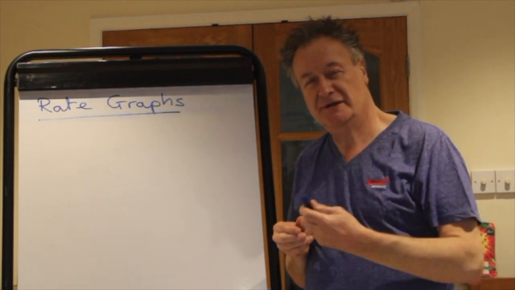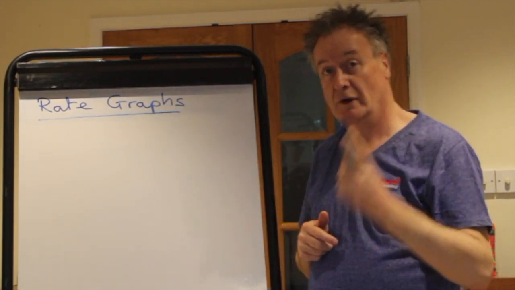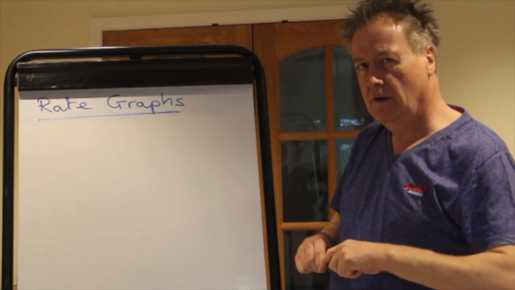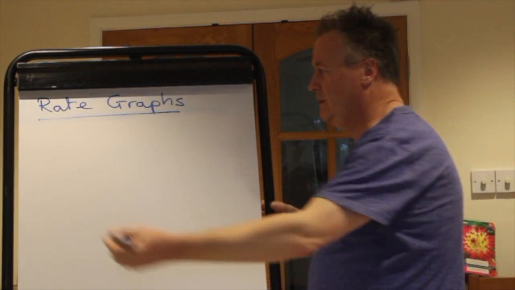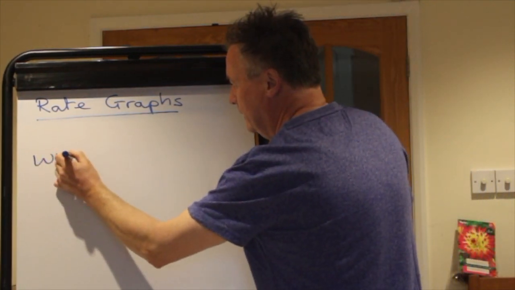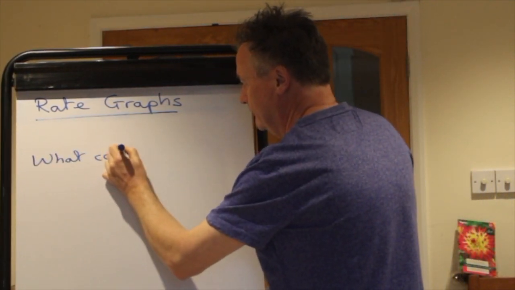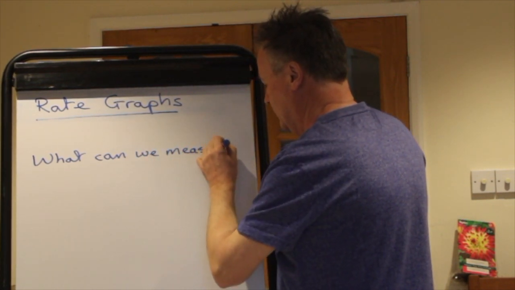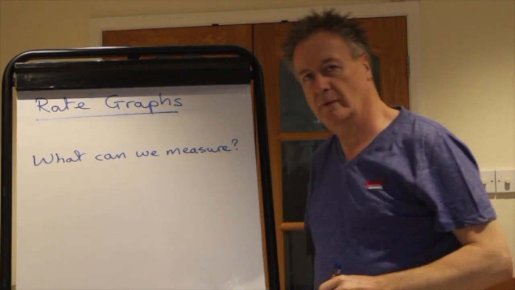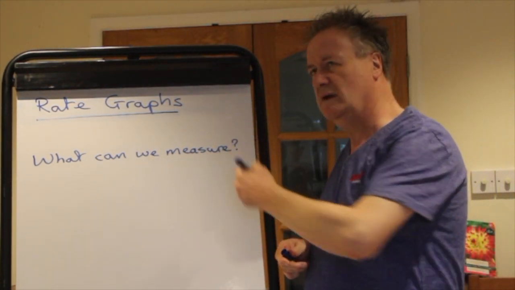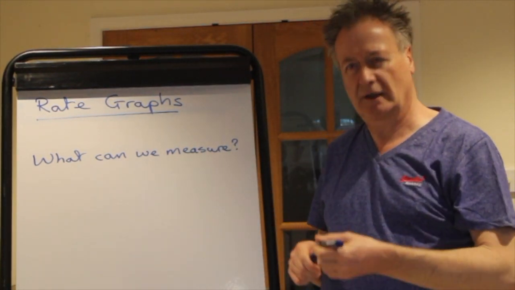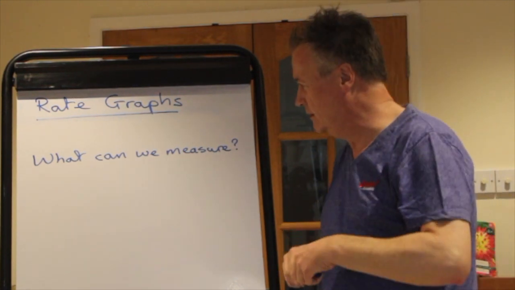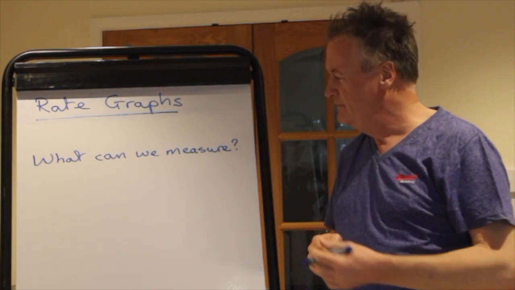Now, today, rate graphs. But before we do that, there's a little thing we kind of need to be aware of, which is what can we measure? Now we are talking in the context of rate of reaction, we're not talking the length of a Formula 1 race or anything. What can we measure in terms of rate of reaction?